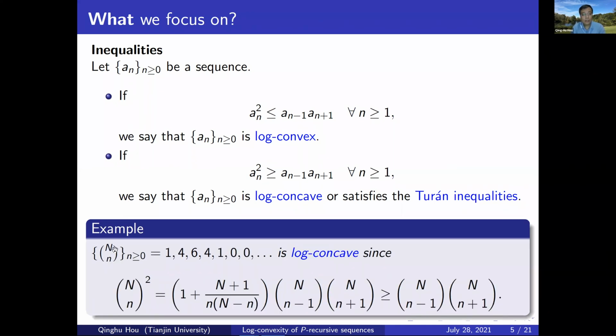If we consider the sequence N choose n, with capital N and small n, in fact it's a finite sequence. The other terms are all zeros. Here is the example for capital N equals 4. We have 1, 4, 6, 4, 1, and it is log concave. We can see the square of 4 is greater than 6, and the square of 6 is greater than the square of 4. In fact, we can also prove the log concavity because the ratio of these terms is 1 plus something, where this is a positive number.